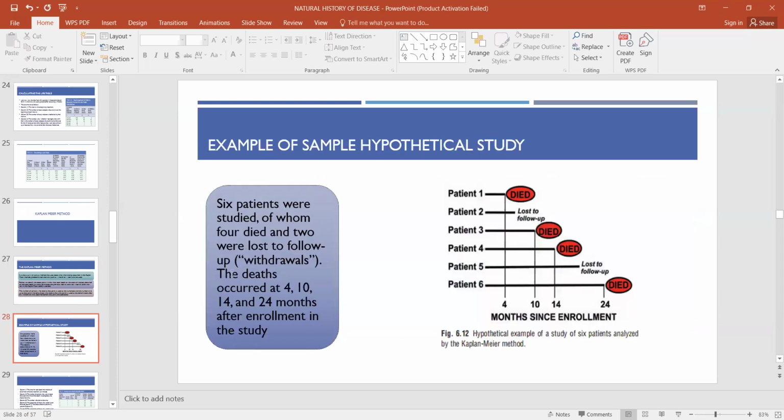So this is an example of a hypothetical study. Six patients were studied, of whom four died and two were lost. The deaths occurred at 4, 10, 14, and 24 months after the enrollment in the study.